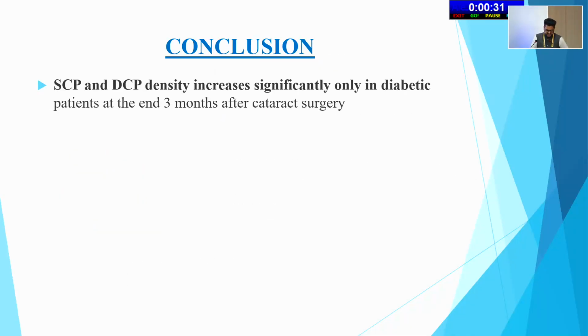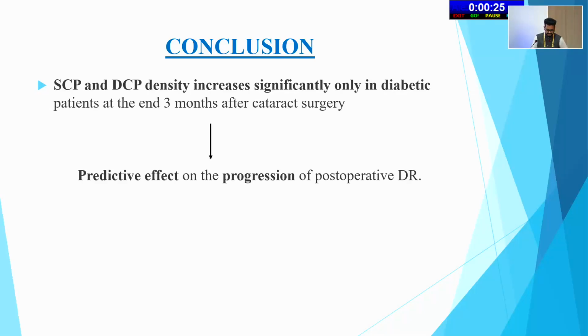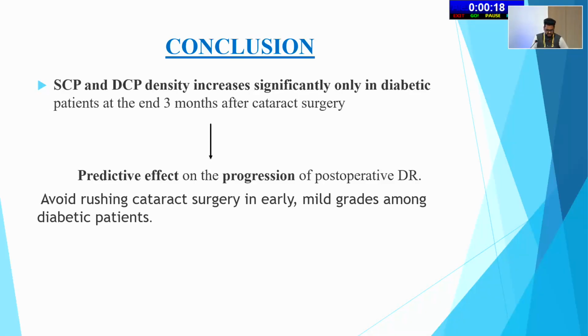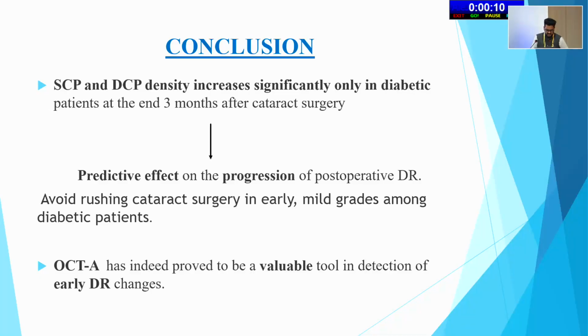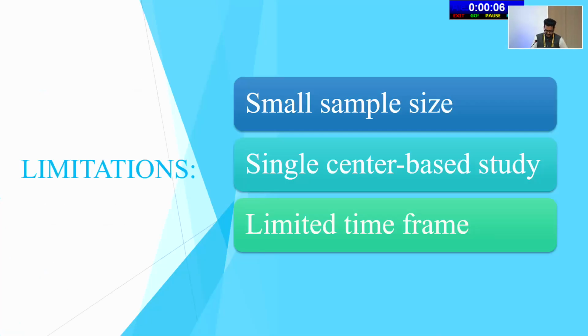So to conclude, we can say that SCP-DCP density increases significantly only in diabetic patients at the end of 3 months after cataract surgery, which may have a predictive effect on the progression of post-operative DR. So we can have a concluding statement. We should avoid rushing cataract surgery in early to mild grade diabetic retinopathy patients. And OCTA has indeed proved to be a valuable tool in detection of early DR changes.